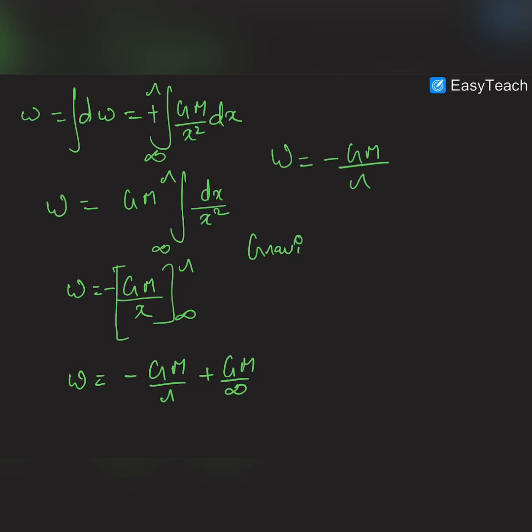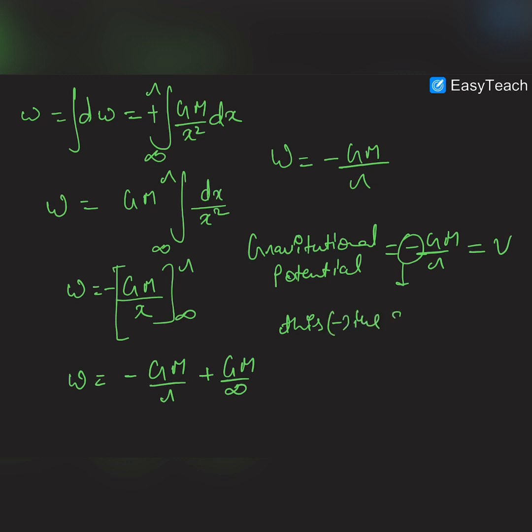So the gravitational potential is equal to minus GM by r, and the symbol of this gravitational potential is V. Now this negative sign indicates the fact that the work done by external force is negative.